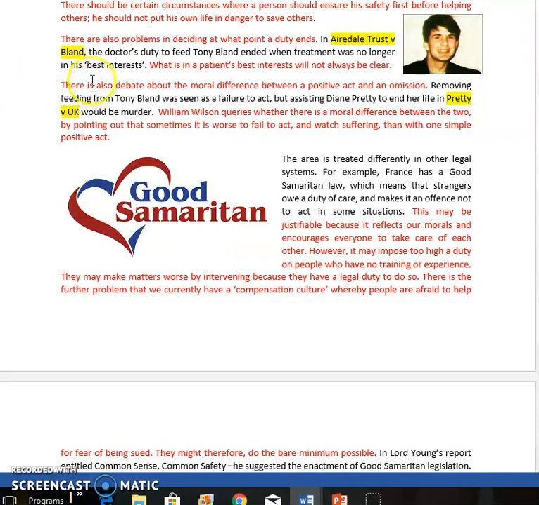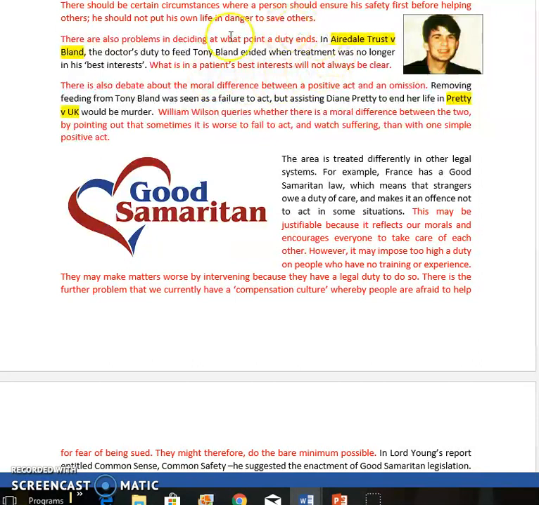But as you see there, William Wilson queries whether there's a moral difference between the two cases by pointing out that sometimes it's worse to fail to act and watch suffering than to act with a simple positive act. To me, it seems wrong, illogical, unfair, that we can withdraw treatment here in Airedale Trust and Bland, but we can't with Pretty in the UK.